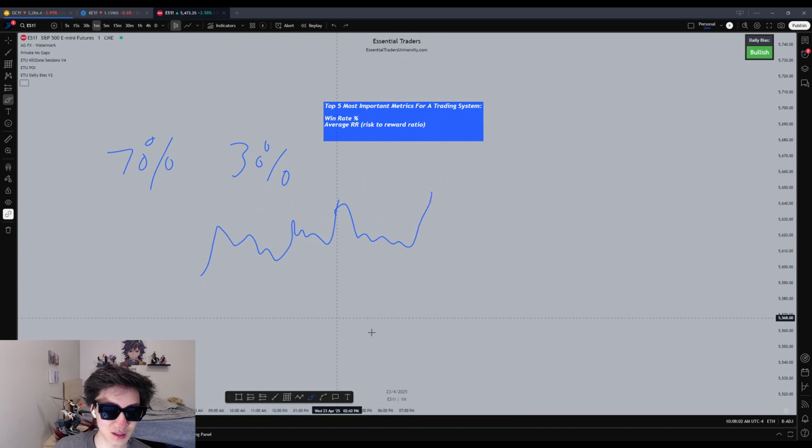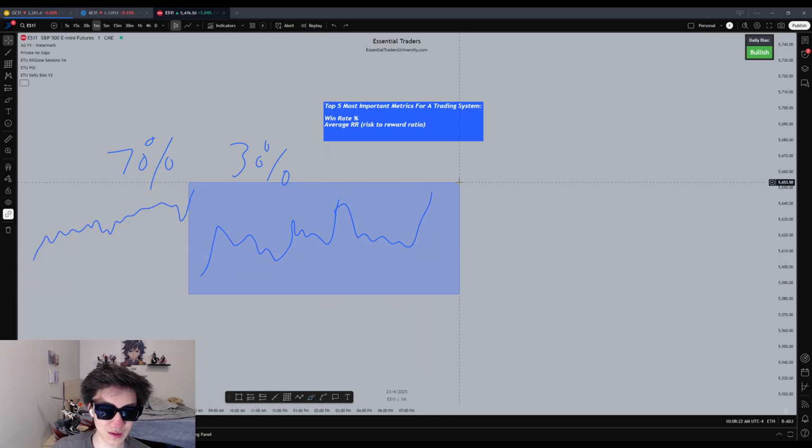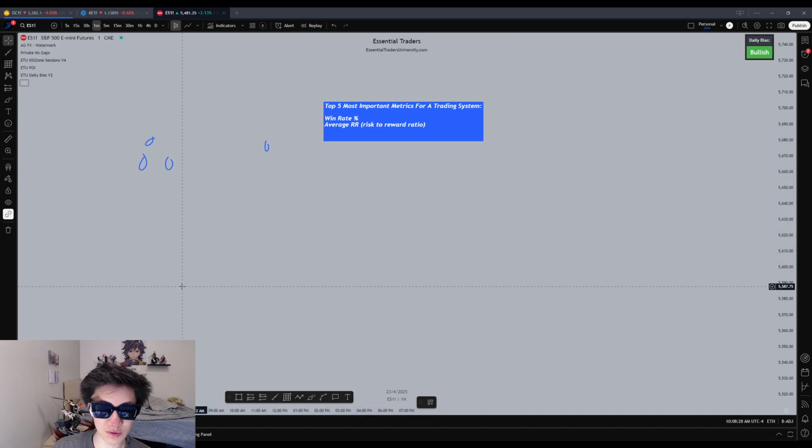But the trader with a 70% raw win rate likely takes smaller wins, but faces these drawdown periods a lot less often. Maybe this guy only has 2 drawdown periods versus this guy has 3 drawdown periods. And I'll show you guys later a Monte Carlo simulation where you'll see this basically play out. But win rate is mainly just important for drawdown periods.